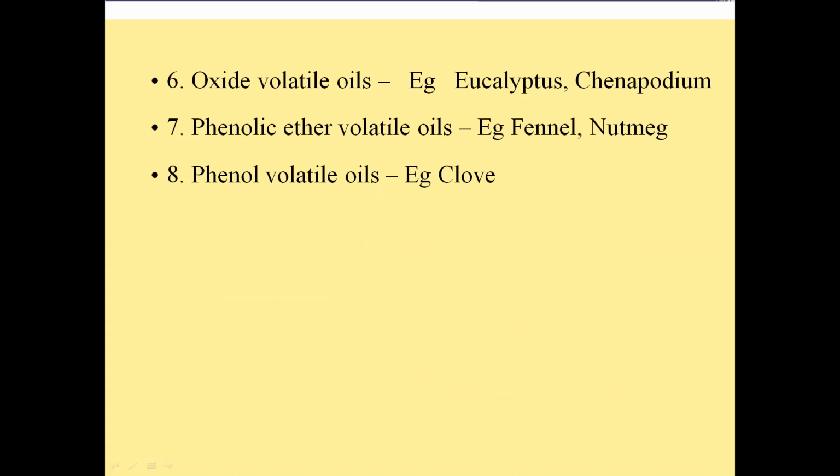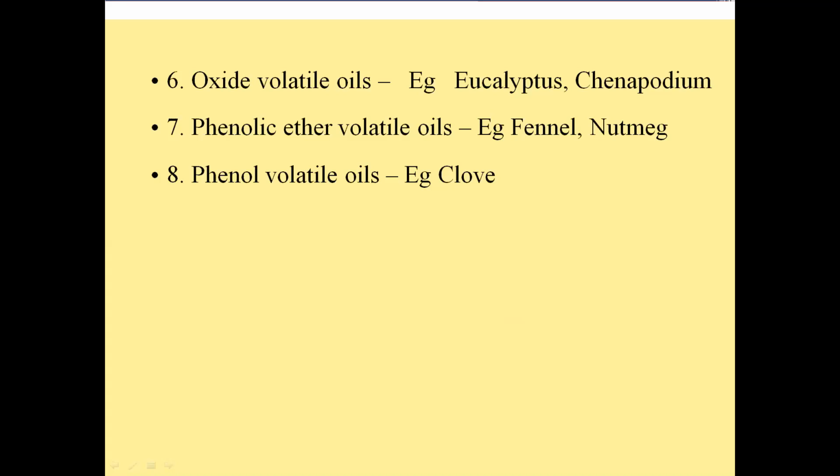Next is oxide volatile oils. Examples in this are chenopodium and eucalyptus. Next is phenolic ether volatile oils. Phenol is also there in this, ether is also there. Examples are nutmeg, saunf and jaffle. Last one is phenolic volatile oils, clove and thyme.